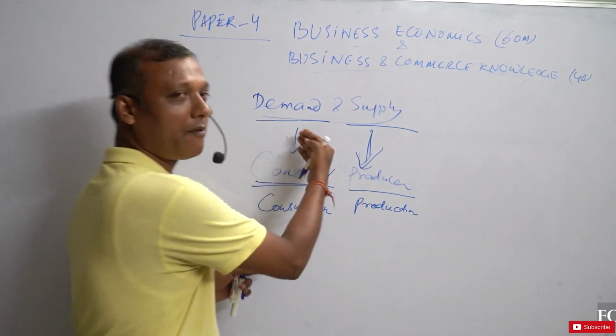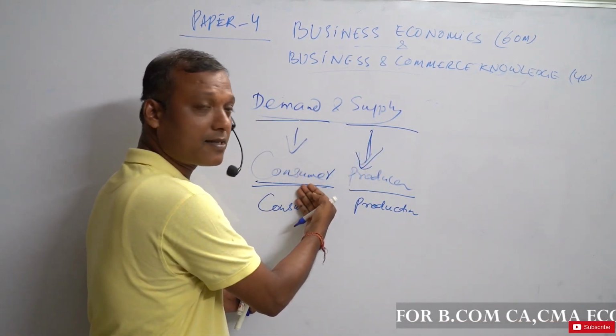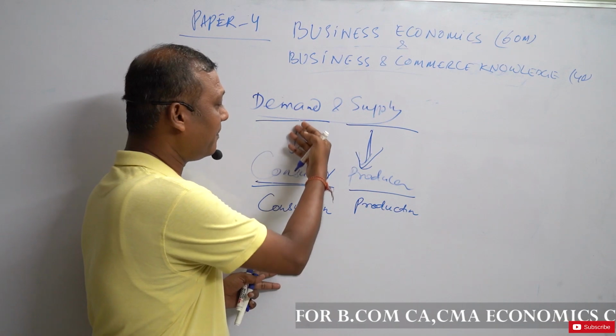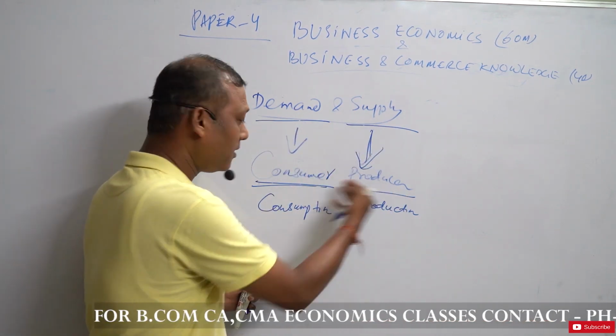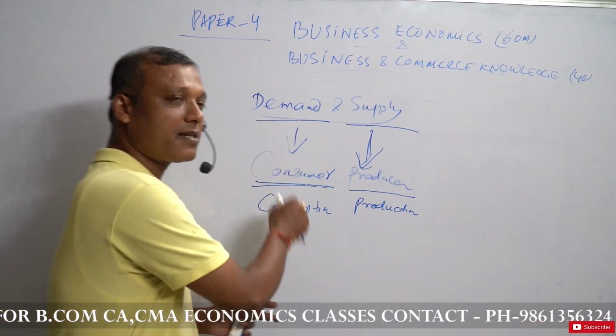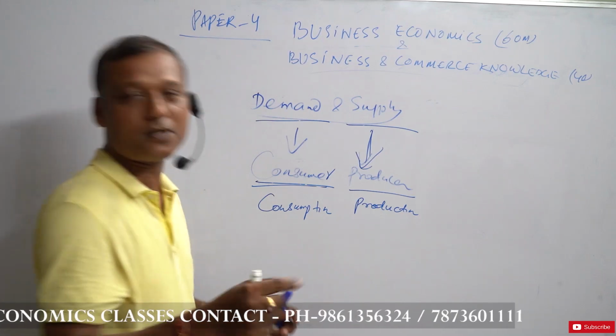So we have started demand and supply. From demand, I told you about consumers. Demand will be coming from the consumer point of view. Supply will be coming from the producer point of view. Consumers are the persons who consume something, and producers are the persons who produce something.